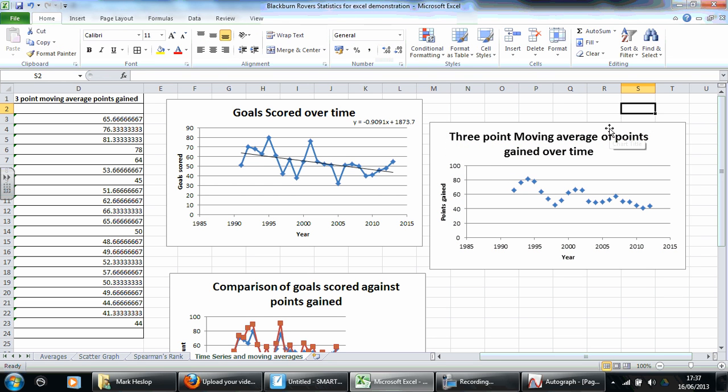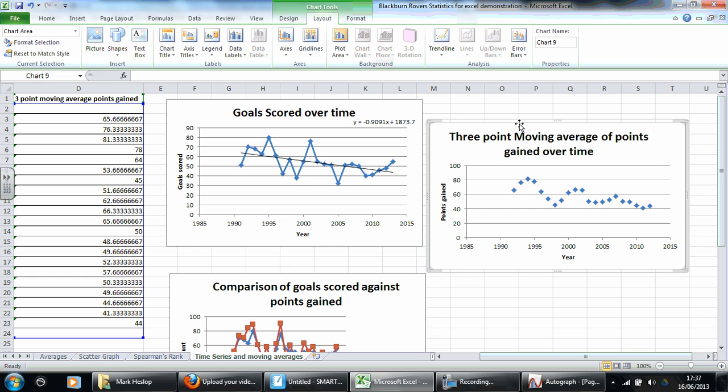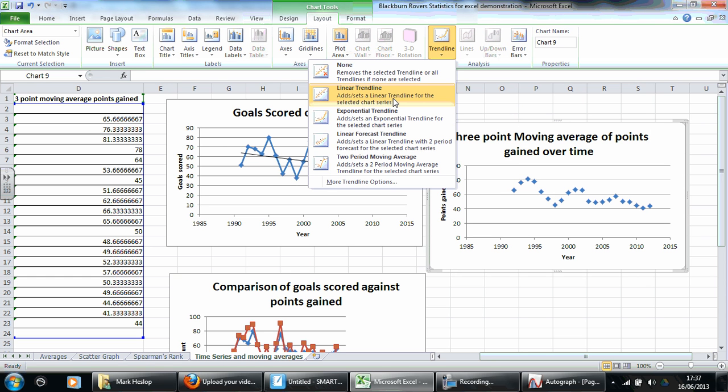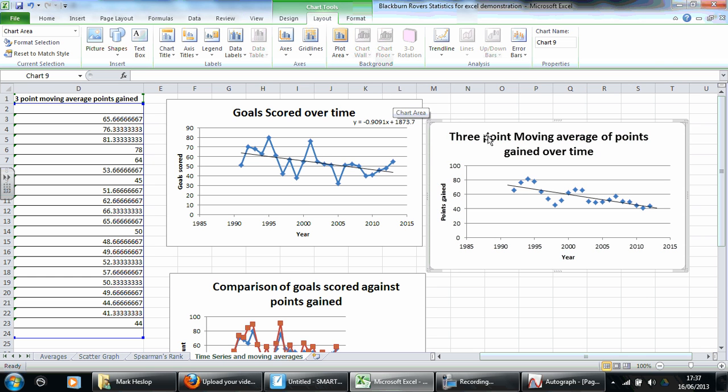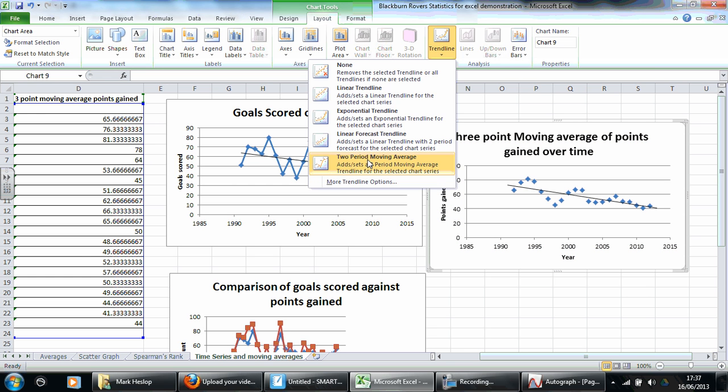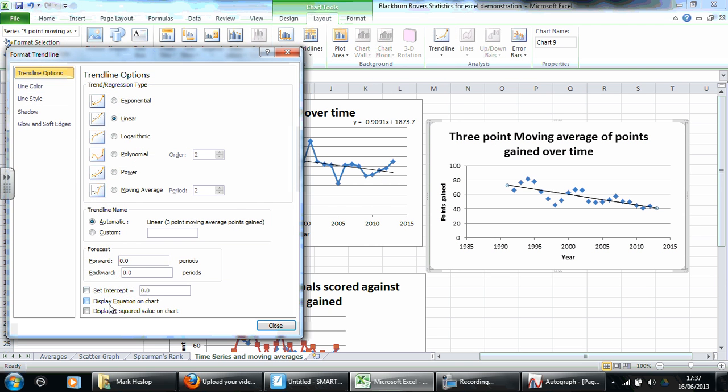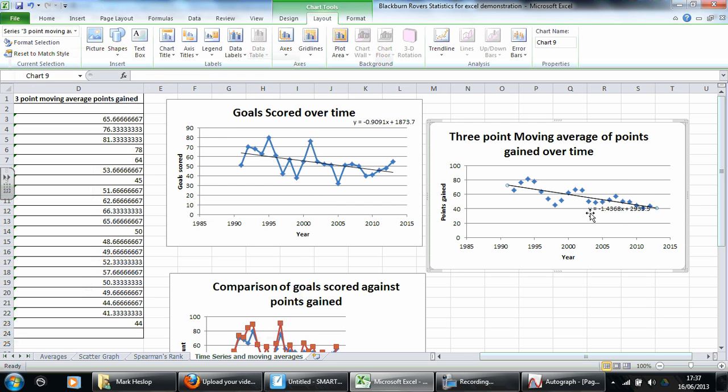And again, on this graph, I can put a trend line on it. And what I forgot to do there is I can obviously find the equation of that trend line. And just like goals scored, points gained has also been going down a little bit over time. So there we go. Hope you found that useful and can use it in the collecting data part of your controlled assessment.